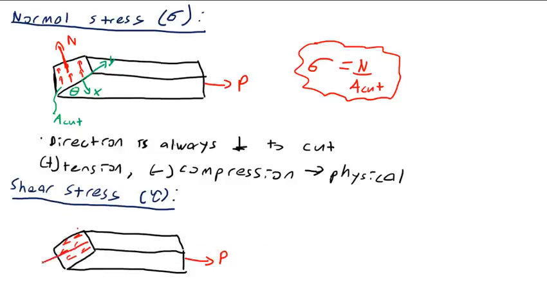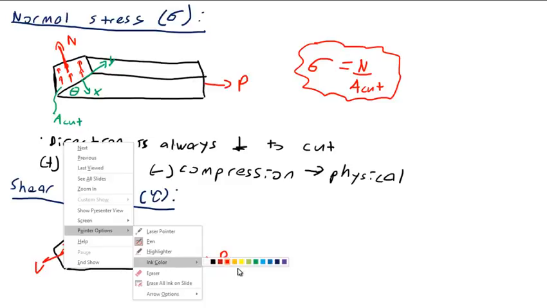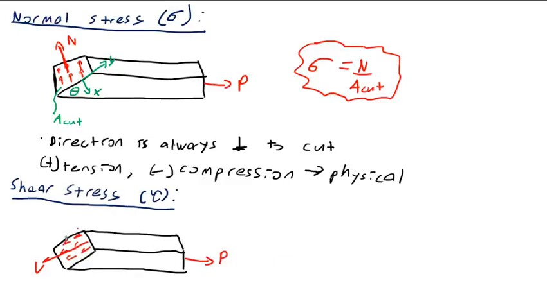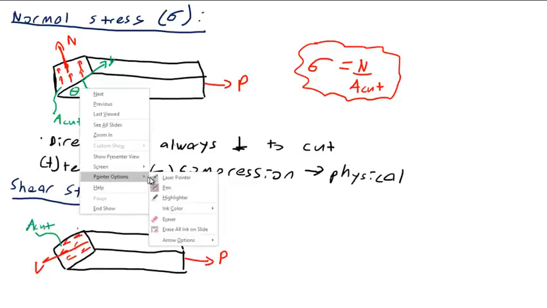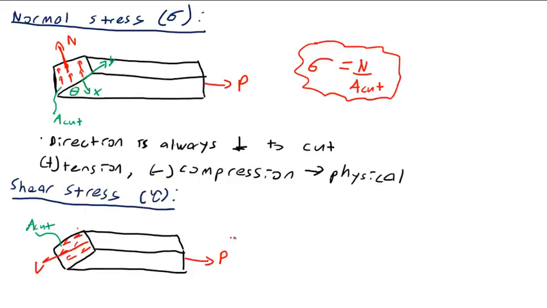We typically draw shear with half an arrow like that, V there. And again, this will have area, A cut. And the formula, sorry, tau equals V over the area of the cut.